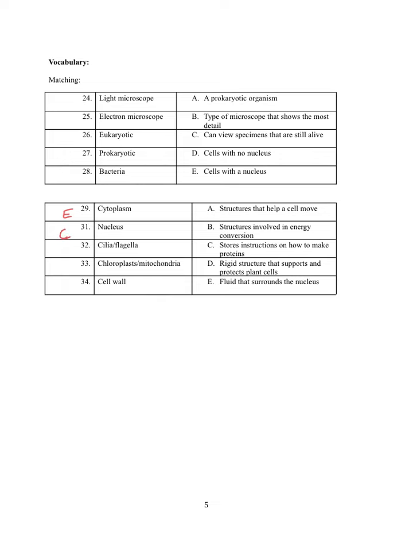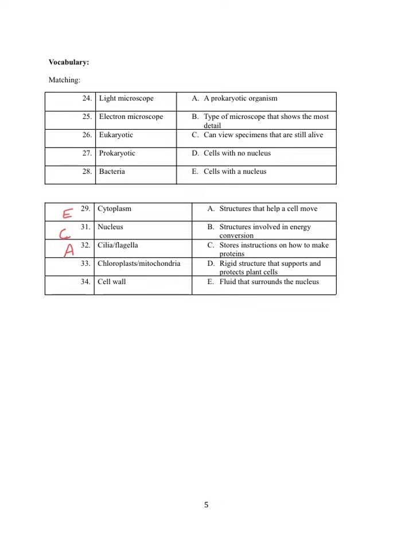Number 32. This is the cilia or the flagella. So these are both things that project from the cell. And so that means that they can help a cell move if they have motility proteins. So 32 is A.